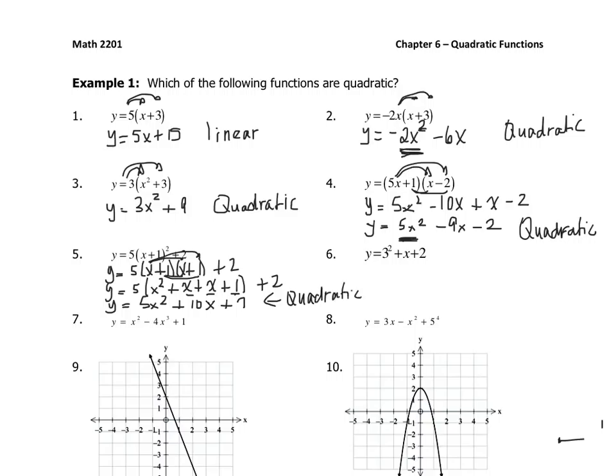This one here, though, is a little bit tricky because the squared is actually not with an x, it's with a constant. So this here is not really an x squared term, it's a constant. And the highest power of x is just x to the 1. So this one would be linear, not a quadratic.